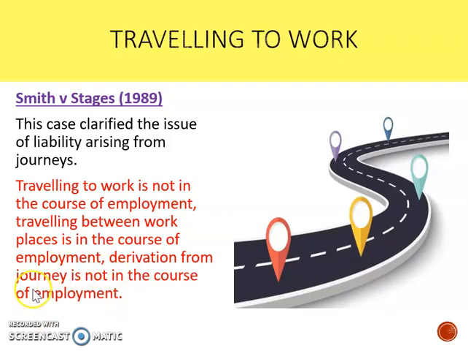If they go off to do their shopping, they decide, I'll stop at the laundrette on my way, I'll go and get a sandwich, that would be a frolic. And again, the employer would not be liable there using Story and Ashton. So the employer's only liable if they're going between workplaces and they're not taking a detour for their own personal reasons.